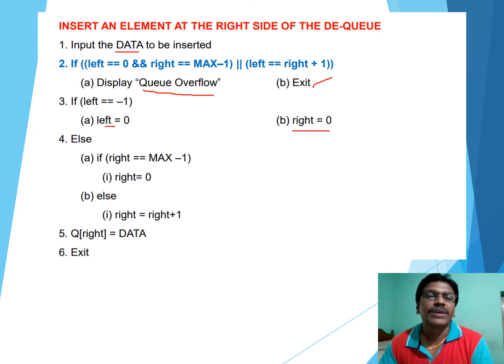Otherwise, if right equals max minus 1, which means size minus 1, assign right equals 0. Otherwise, increase the right pointer, which means right equals right plus 1, then the read data is stored to the queue. Simply exit. That is how to insert an element at the right side of the deque.